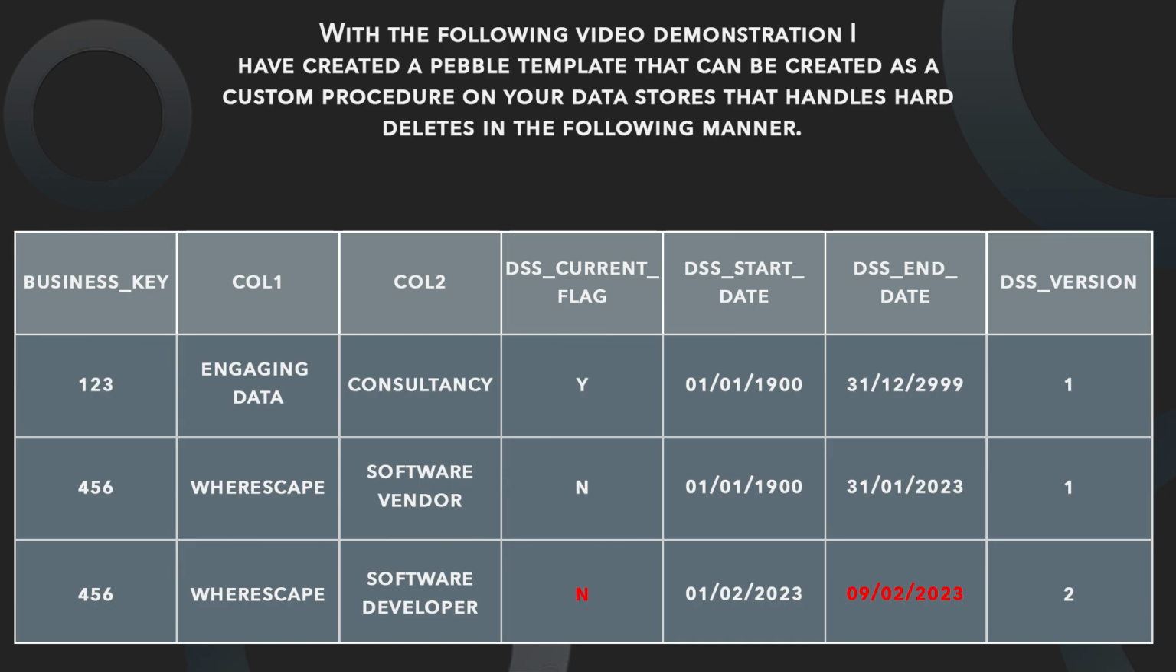So in this demonstration, we're going to go through how I've created a Pebble template, a very simple Pebble template that can be run as a custom procedure after we've loaded the data into the data store. Now, the Pebble template is designed to identify and end or update the DSS current flag and then update the DSS end date in line with our settings within our data store, so that if the hard delete record is removed, it now updates the data store with the relevant information and ends the current record.